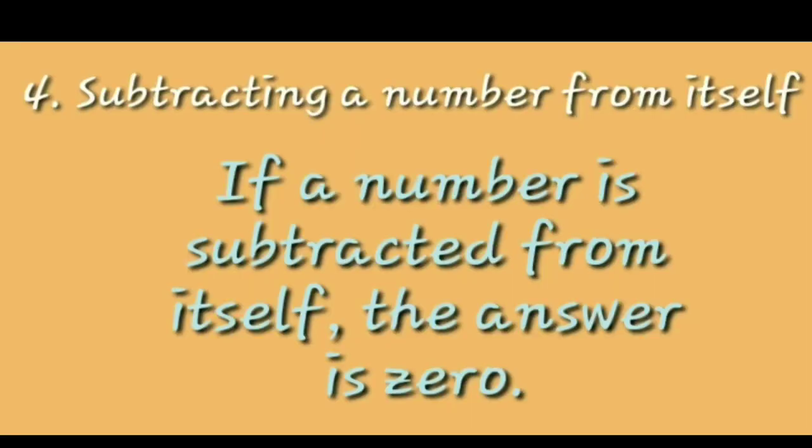The fourth property states that subtracting a number from itself, according to which if a number is subtracted from itself, the answer we get is 0. This means that if minuend and subtrahend both are same, the difference always comes out to be 0. We have done with the help of examples earlier.